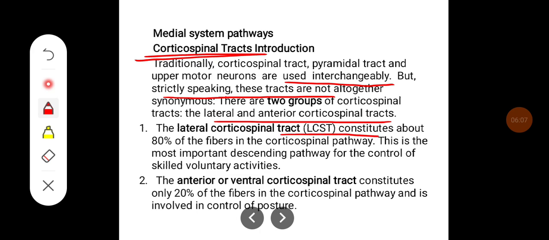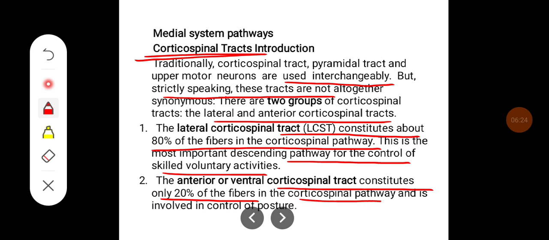Lateral corticospinal tract constitutes about 80% of the fibers of the corticospinal pathway. This is the most important descending pathway for the control of skilled voluntary movements. Anterior or ventral corticospinal tract constitutes only about 20% of the fibers in the corticospinal pathway and is involved in the control of posture.